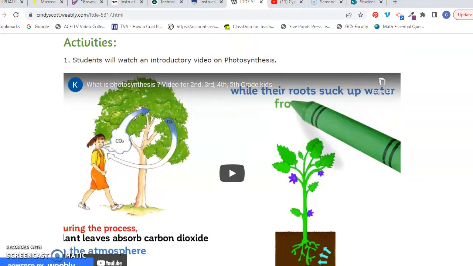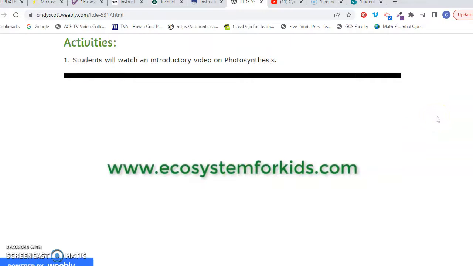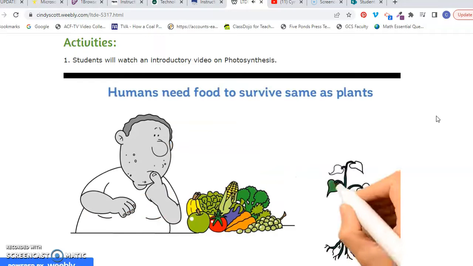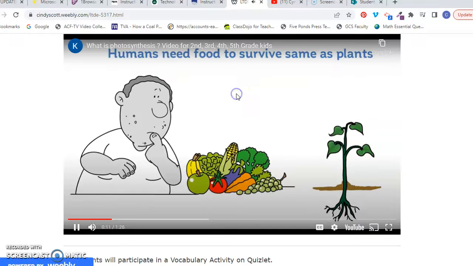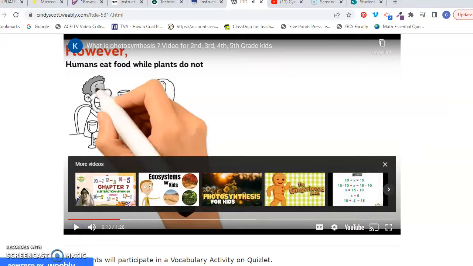The first activity was for the students just to watch an introductory video on photosynthesis and explaining to them that photosynthesis is really just like how plants make their own food. So thought that was a great introductory video for the students.